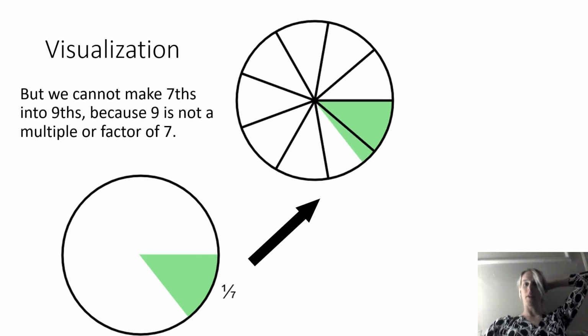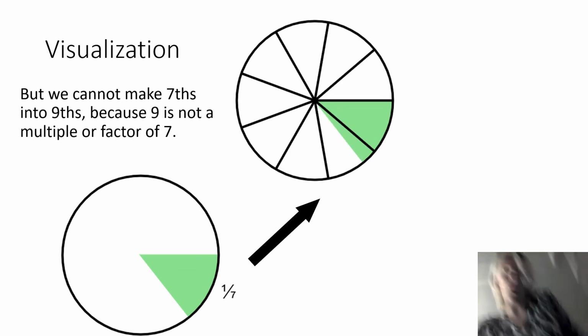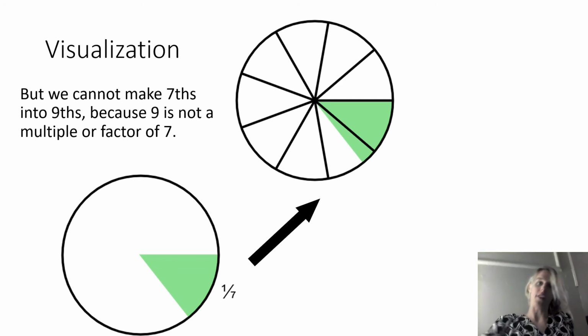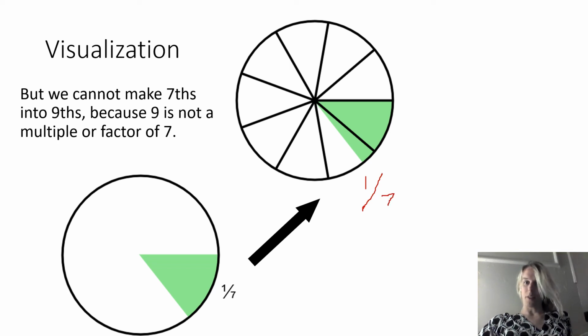And also to see an example of a fraction that can't be made into another fraction, here's a visualization of that. 7ths cannot be made into 9ths. Here's a pizza cut up into 9 slices, and a 7th is not a whole number of 9ths. It's not 1/9, it's not 2/9, it's not 3/9. It's just not a whole number of 9ths. In fact, how many 9ths is a 7th? Well, that would be a 7th divided by a 9th.